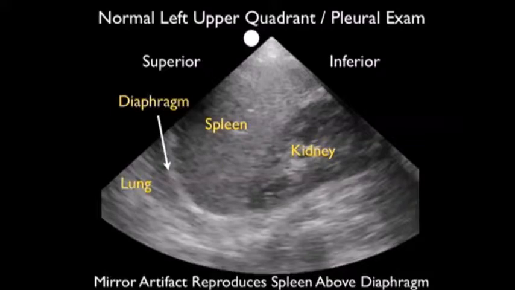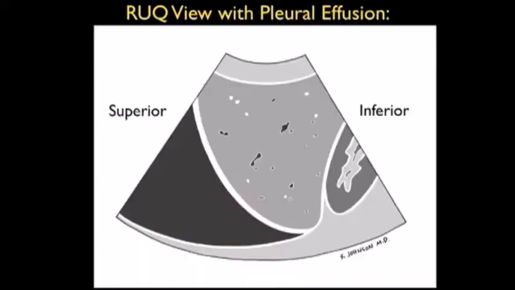Fluid will appear very differently and will have the appearance of a dark or anechoic stripe right above the diaphragm. Here's an illustration showing a positive examination from the right upper quadrant view with a pleural effusion above the diaphragm. We're in that long axis configuration, so superior to the left, inferior to the right.